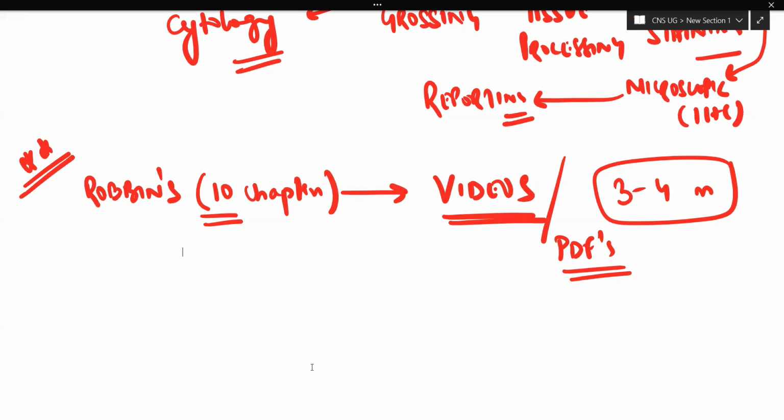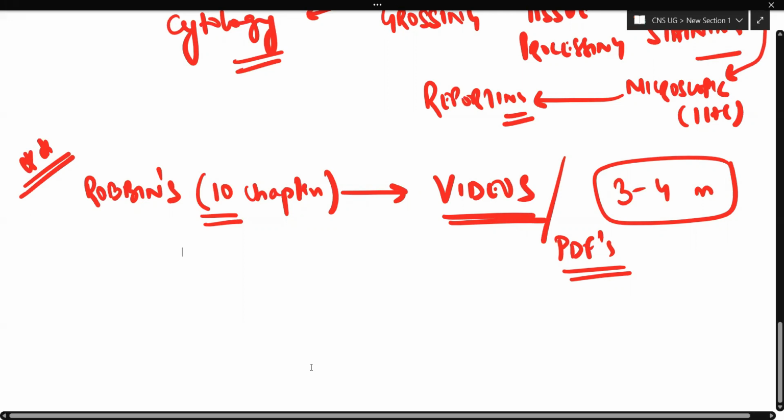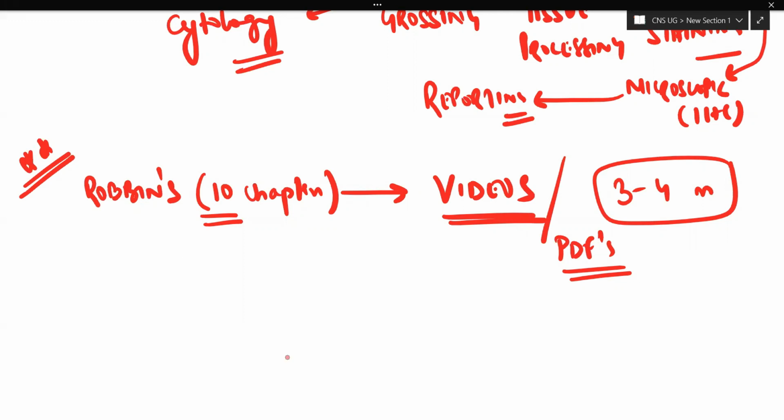Robbins is forming the basis of pathology, and you have to understand one very important aspect: you have to 110% read Robbins. I'm telling you again and again. And what is very important, just reading Robbins is never going to solve your problem. You have to read and revise.